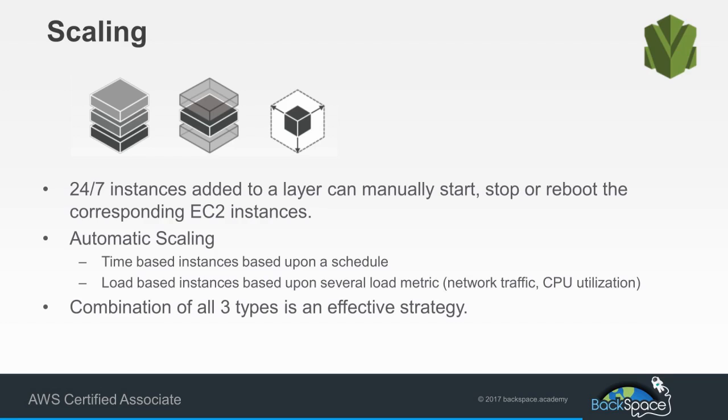So an effective strategy would be to use all three different types of scaling. For your baseline capacity, you would have a 24/7 instance. And then for automatic scaling, for your peak periods, you could have a time-based instance based upon a schedule. And you could also have load-based instances that would react to network traffic or CPU utilization to look after those situations that you didn't expect, and you need excess capacity that you didn't have.